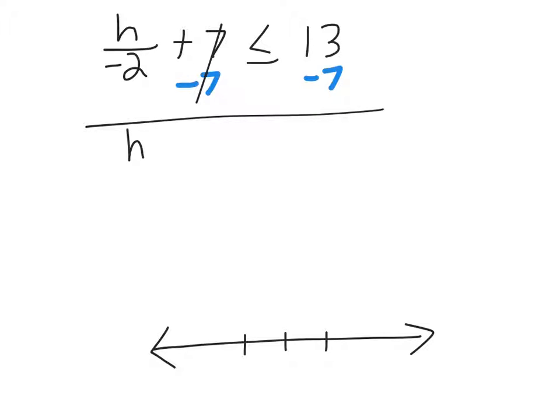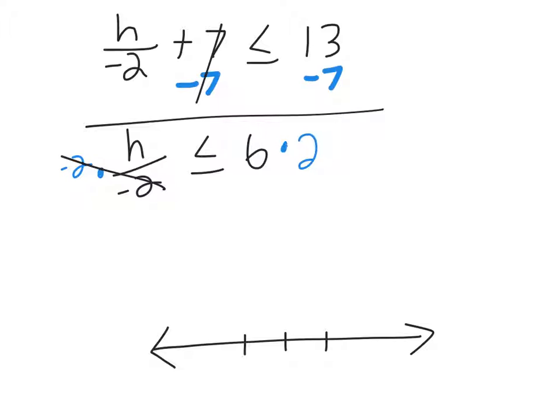The 7's cancel. I have h over negative 2 is less than or equal to 6. Okay, so now I need to undo divide by negative 2. So that's multiply by negative 2. But now you have the big rule. The big rule with inequalities is that if you multiply or divide by a negative number, you flip the inequality symbol. Let me show you what I mean by that.